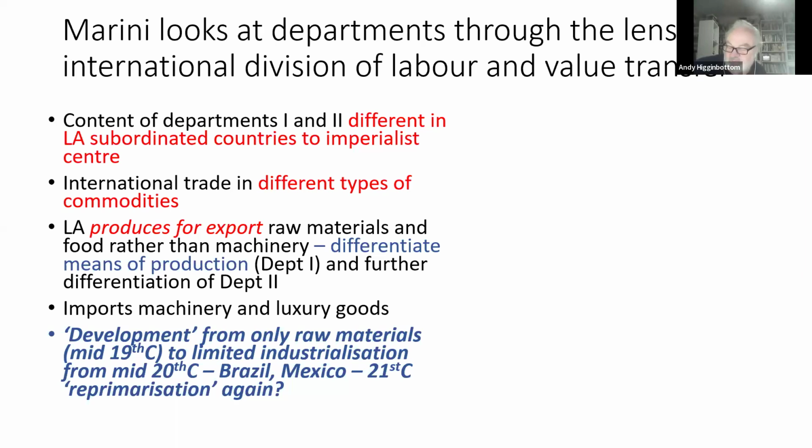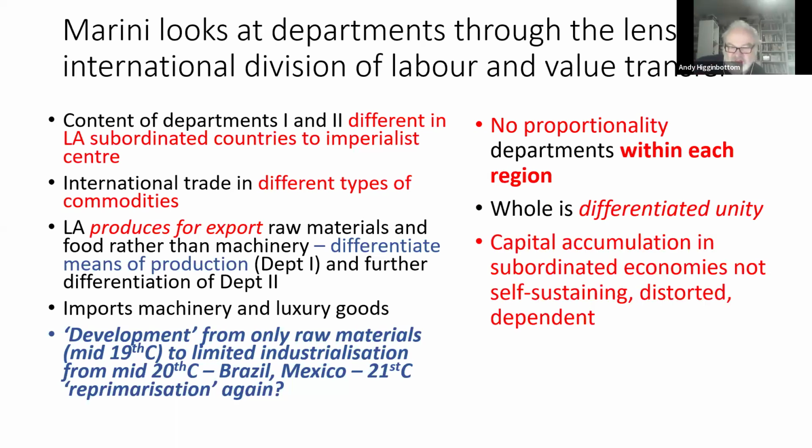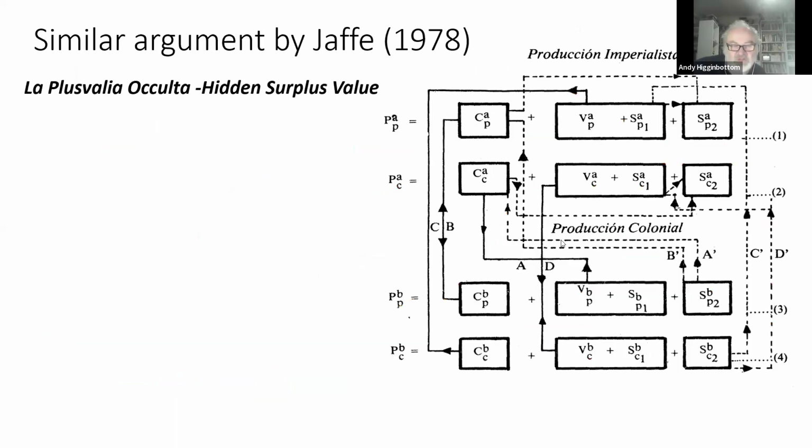But in actual fact, a lot of commentators in the neoliberal period, in the last 20 years or so, are saying, well, actually, it's a reversion to reprimarization in Latin America. So there is no proportionality between the departments of production within the region. And if you think of it as a whole, it's a differentiated unity. Okay. But the point is that capital accumulation in the subordinated economies is not self-sustaining. It's highly distorted and dependent. That's the idea. And Amanda Latimer's introduction to Dialectics of Dependency brings these points out, in terms of the political consequences of this from Marini's perspective.